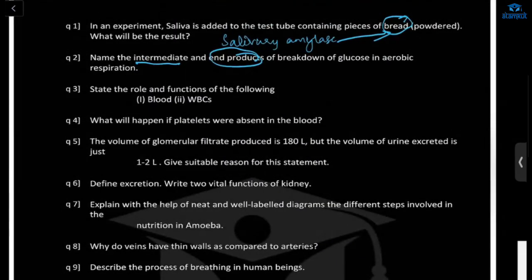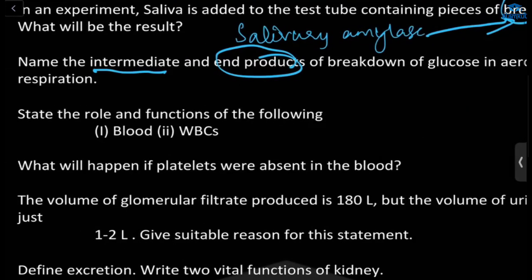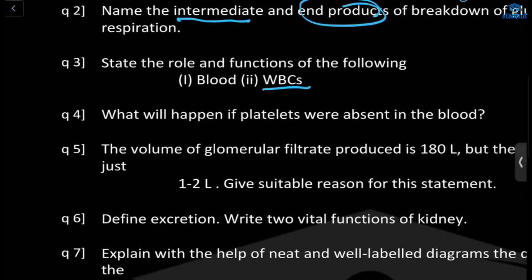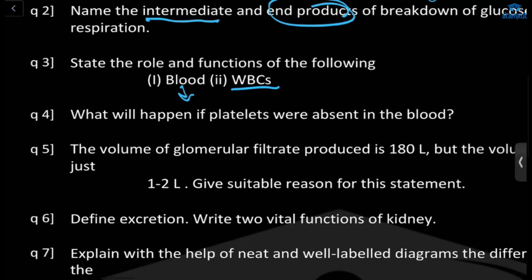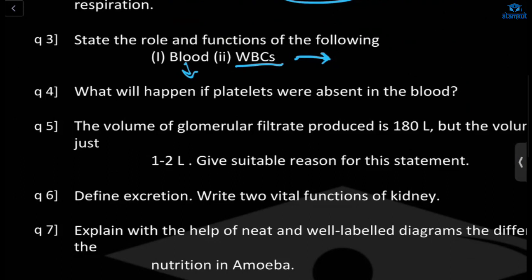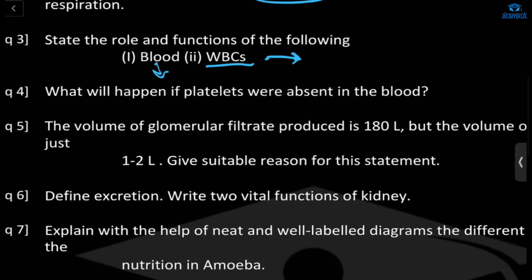Next, state the role and function of the following: blood and WBC. What is the function? Blood, its function is transport of nutrition, oxygen, carbon dioxide, urea, hormones, etc. Okay. And WBC, it kills germs, pathogens, for immunity. Next, what will happen if platelets were absent in the blood? At the site of injury, there won't be any blood clotting. So blood will continue to flow. Because of that, it will be fatal.